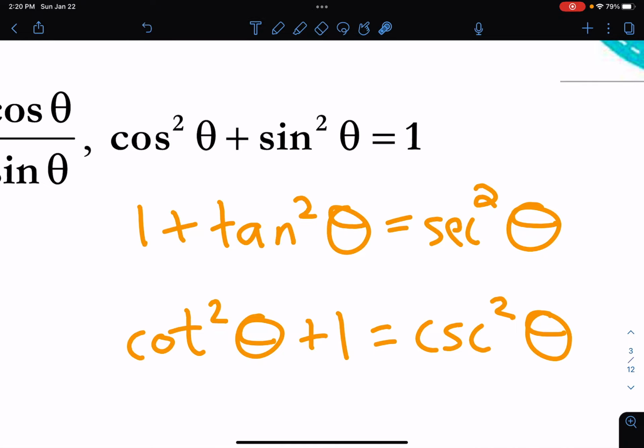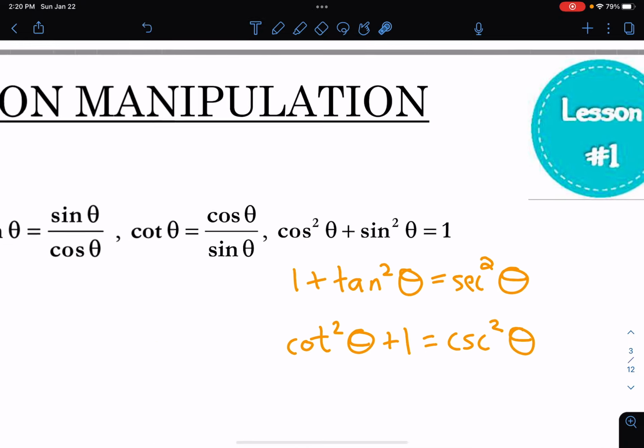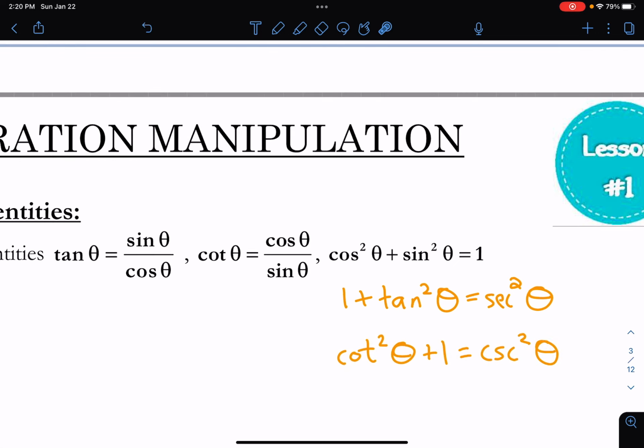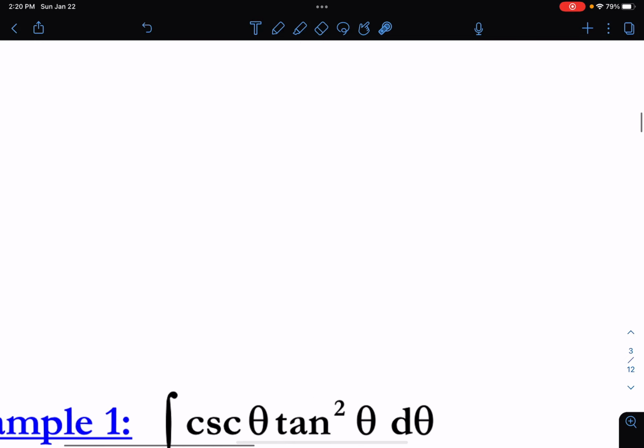Okay, and now it's just a matter of utilizing these. The tricky part is knowing which one to use. Sometimes you can do a little bit too much work and still get the same answer, but we want to try to keep it simple as always. Let's go to example 1.